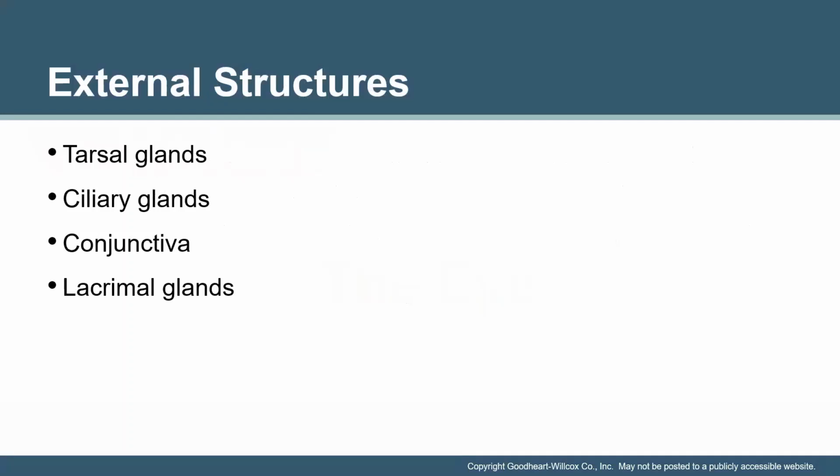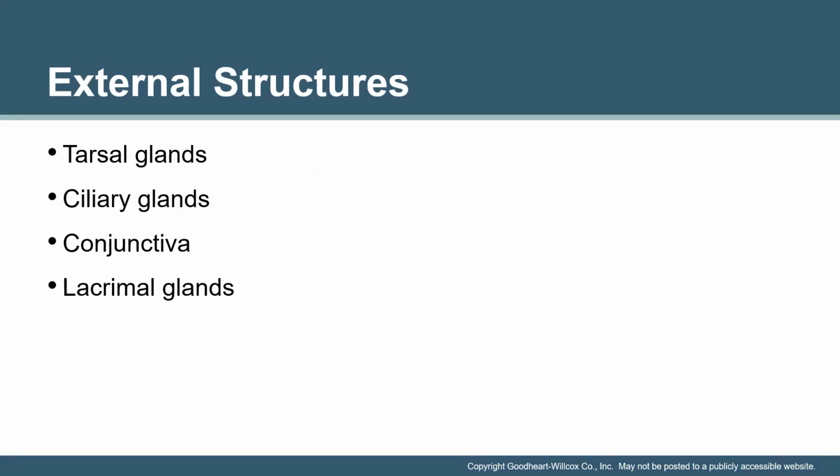So let's walk through some of these structures. The tarsal glands are one of the external structures of the eye, and they are in the eyelids. The tarsal glands are responsible for a more oily secretion by your eye. We also have ciliary glands, which are modified sweat glands. These are located between the eyelashes and produce the fluid or the sweat for lubrication.